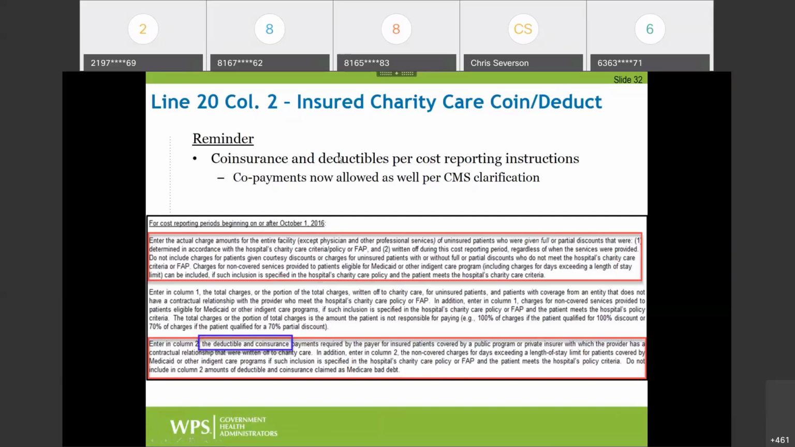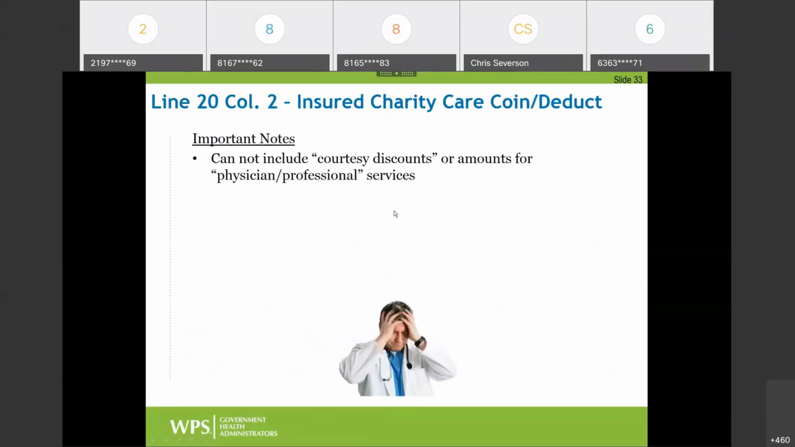And usually the difference is coinsurance tends to be a percentage, and co-payments tend to be a flat amount, but that's not necessarily 100% of the time. They're both patient shares. Again, we can include courtesy discounts or physician professional services.